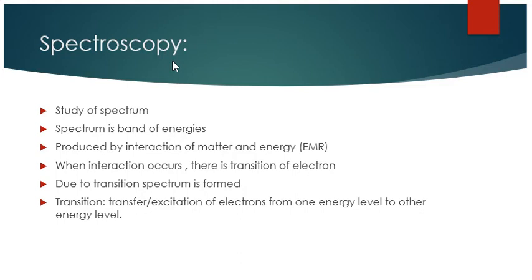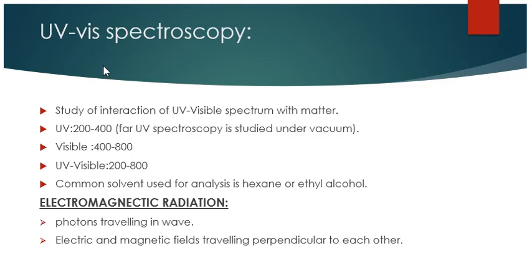Spectroscopy is the study of interaction of the electromagnetic radiation with the matter, and as a result of this interaction there is transition of electrons, and the transition of electron is actually the shifting of electron or the excitation of electron from ground state energy level to a higher state energy level. Coming towards the topic, what is UV visible spectroscopy?